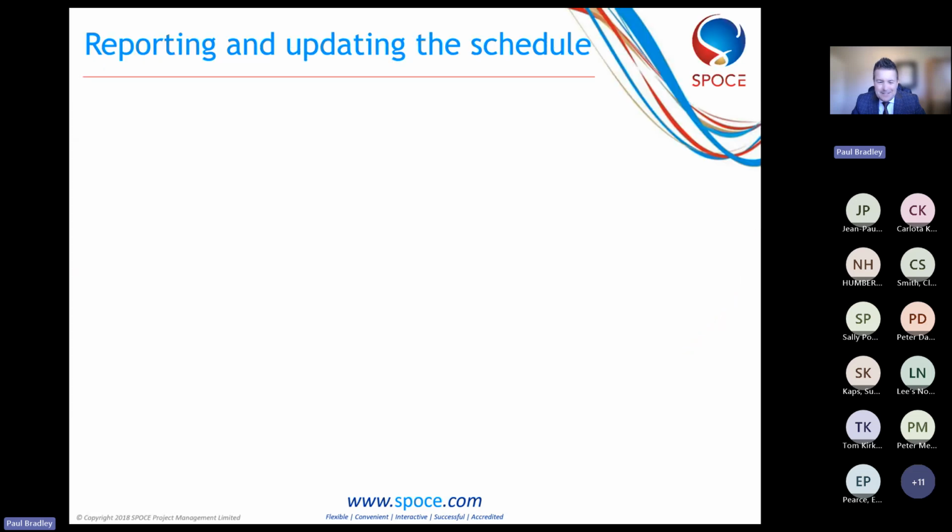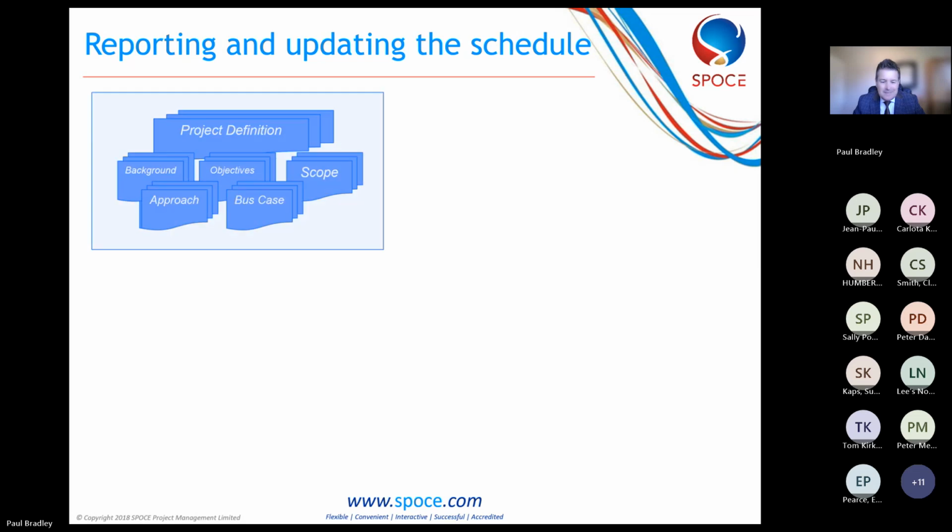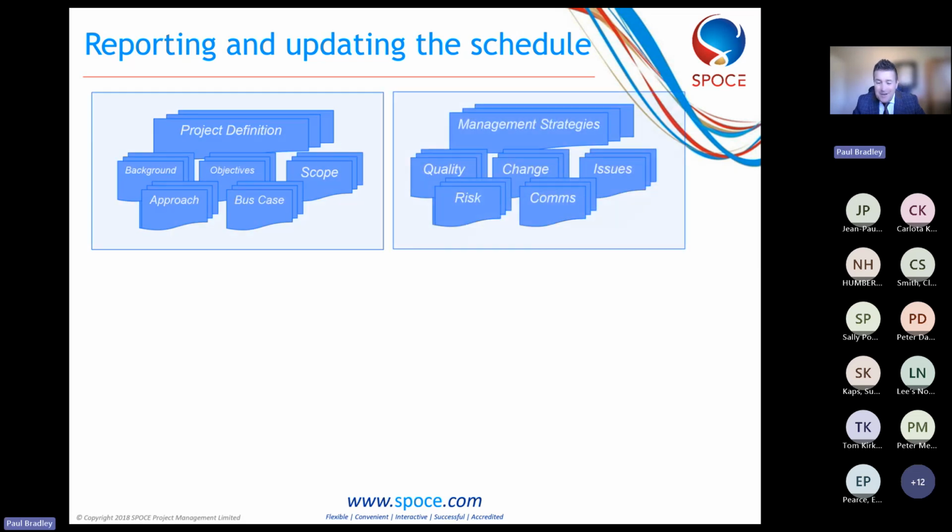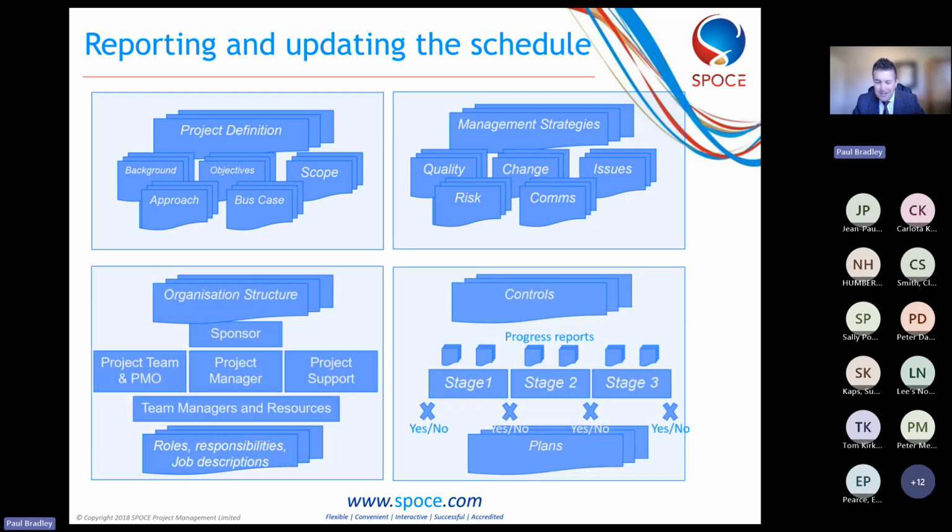So what we've got is firstly reporting and updating the schedule. Now, before I do this, those of you who were with me earlier in the week will recognise this slide. I'm just going to put all these on there so that you can see what I'm talking about. This is basically looking at what it is that we're trying to track through the project life cycle. This is the contents of the PID or the PMP.